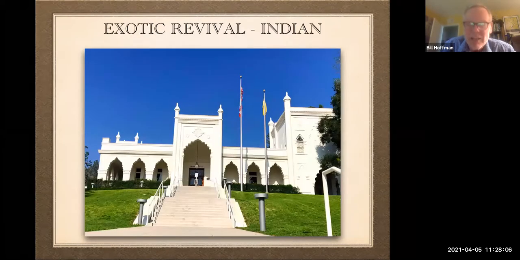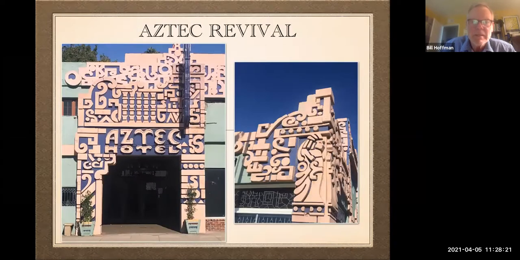This is an Indian revival. This is the Brand Library in Glendale. This is something you would find in India. I don't know much about the revival style, but I found it just drop dead gorgeous, built in the 1920s. This is in Monrovia, California. This is Aztec revival. The architect looked at the motifs that the Aztecs of central Mexico built and applied it to this hotel. So anything goes in the 1920s, especially in the Los Angeles area.